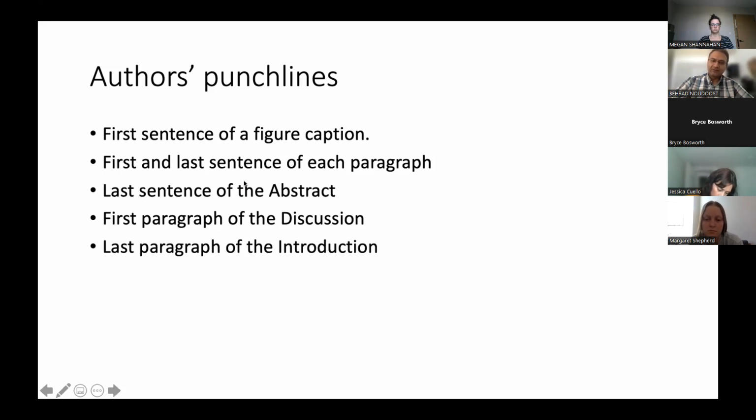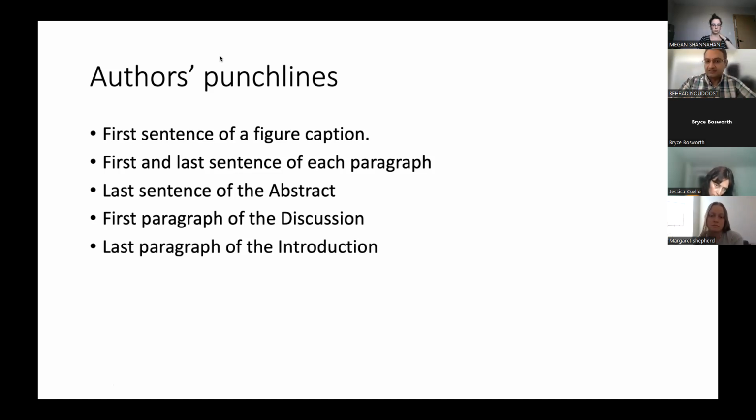Then if you want to see their points, you can take a quick look at the figure captions, and usually the first sentence of the figure caption tells you what the point of each figure is. Also go to further details of each results section by at least looking at the first and last sentence of each paragraph. This gives you something that within 15 minutes you can get an idea of what this paper is going to tell you.